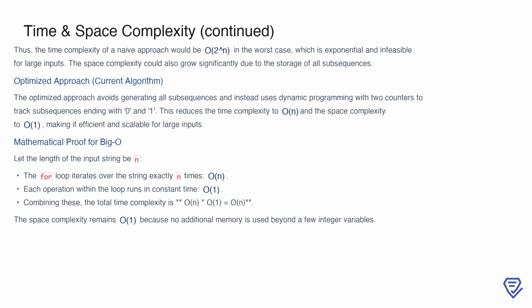Mathematically, the big O analysis confirms this. The for loop iterates exactly n times, contributing O(n), and each operation within the loop is constant time, or O(1). Multiplying these together gives an overall time complexity of O(n). The space complexity remains O(1), as no additional memory is used beyond the few integer variables. This ensures the algorithm is optimal in both time and space usage.